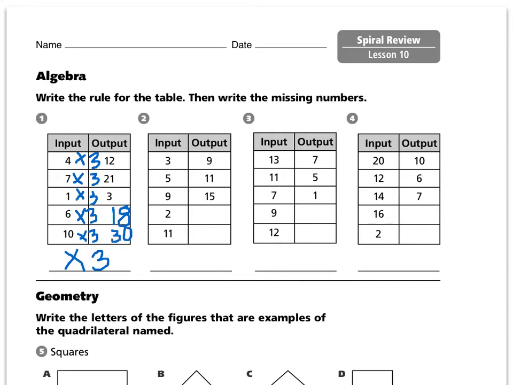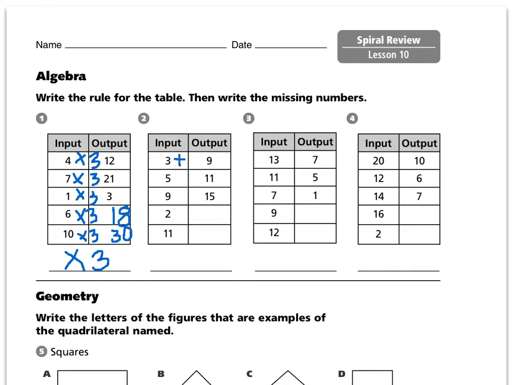Number 2, I have 3 goes to 9, 5 goes to 11, and 9 goes to 15. Again, it's increasing, so I'm going to be adding or multiplying, but it's not increasing by a certain pattern with multiplication. I have 3 times 3 equals 9, but 5 times 3 doesn't equal 11. So I'm going to try to add.